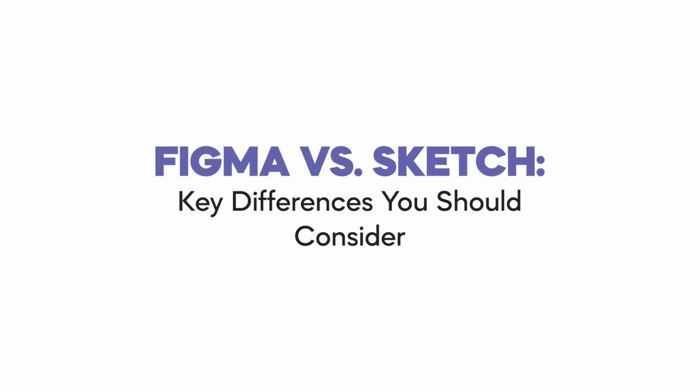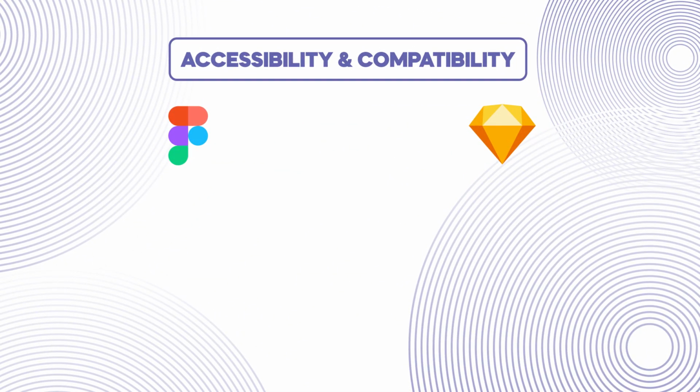Figma versus Sketch, key differences you should consider. Now, let's discuss the key differences you should know before making a decision between these two tools. First of all, let's talk about accessibility and compatibility. This is one of the biggest differences between these two solutions. Figma is a browser-based tool that is easily accessible from any device. Also, if you prefer to keep the working space less distracting while working on tasks, the Figma desktop app is also available. It's easy to download the Figma app for a more immersive experience.